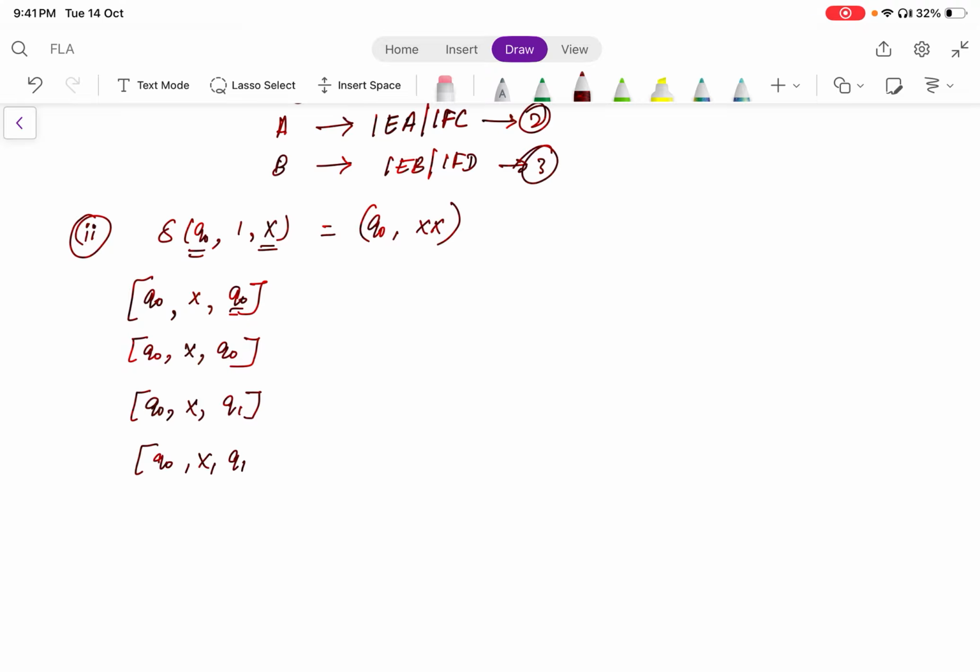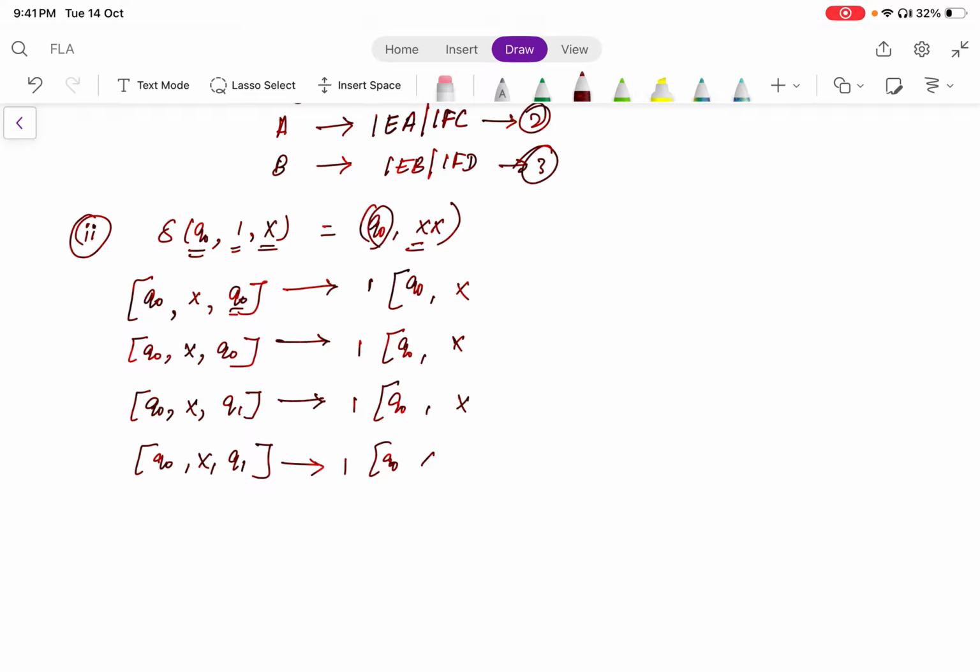So this is your left hand side. Now the right hand side is symbol into two tuple. What is the input symbol here? 1. 1 into two tuple. So the first tuple, the first element is the given state on the right side, q0. The middle element is your first stack symbol, comma X. The third one is q0, q1 alternatively.